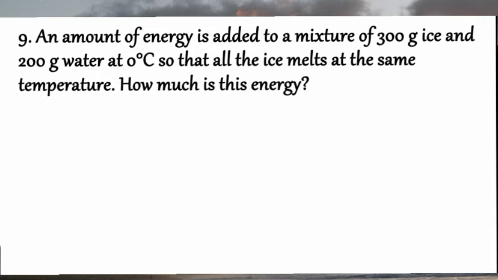Question number 9: the amount of energy is added to the mixture of 300 gram ice and 200 gram water at 0 degrees Celsius so that all the ice melts at the same temperature. How much is this energy?